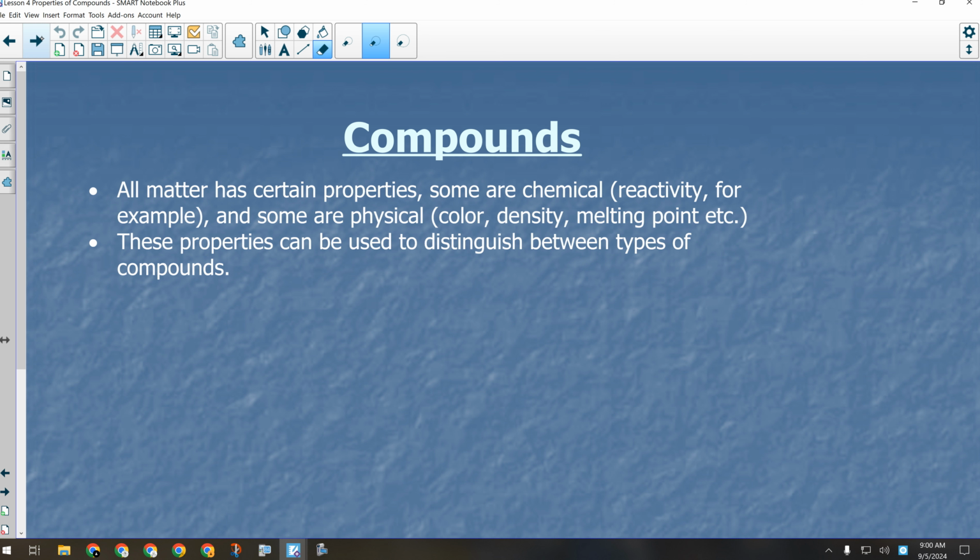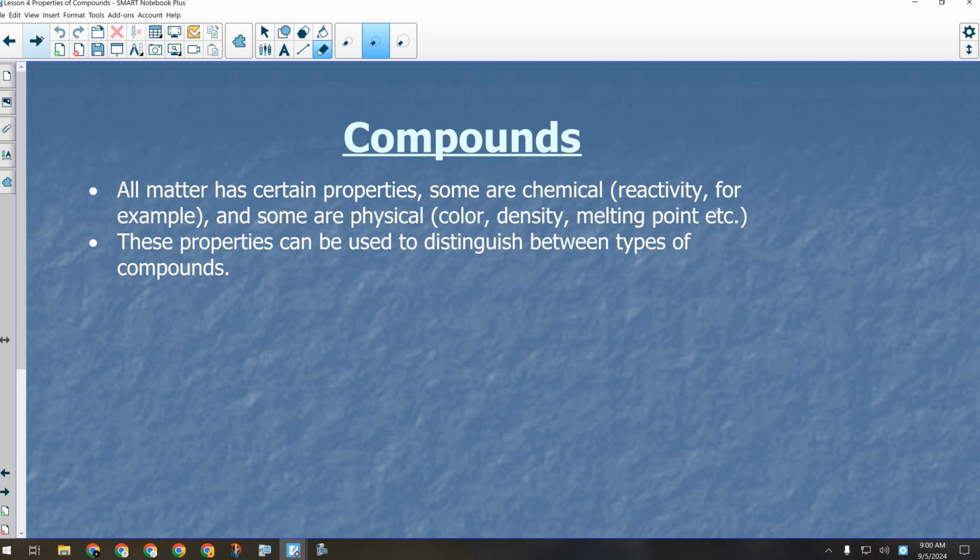So, in terms of compounds, because that's what we're talking about now, not just elements, all matter has certain properties. Some are chemical, which we'll talk about later in the unit. Chemical properties always refer to how this thing behaves in the presence of that. It's about two things going together and how they get along or don't get along. Physical properties are the things I can observe about that thing on its own.